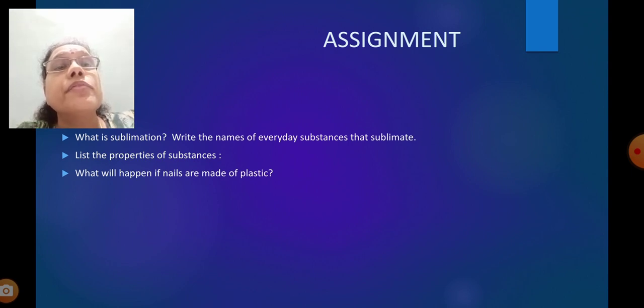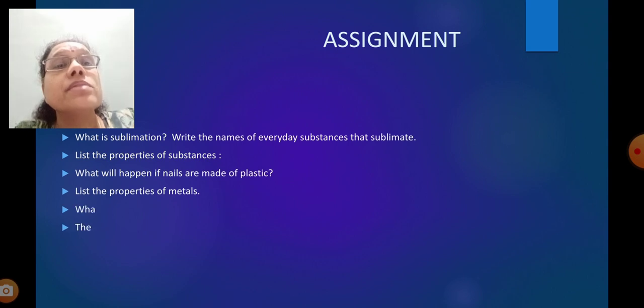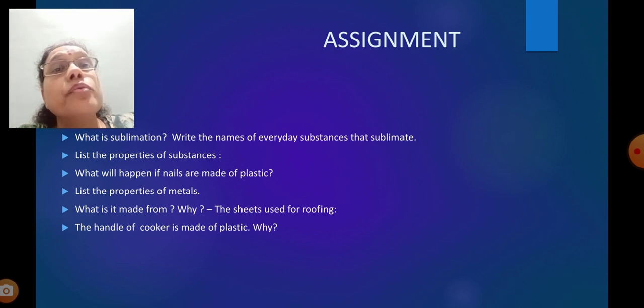What will happen if nails are made up of plastic? It is brittle in nature, no? So you wouldn't be able to push it inside a wall or some other place if nails are made up of plastic. List the properties of metals, that is also given in the slide. What is it made from? Why? The sheets used for roofing. Mostly aluminum sheets are used for roofing. The handle of a cooker is made up of plastic. Why? That's about the assignments.